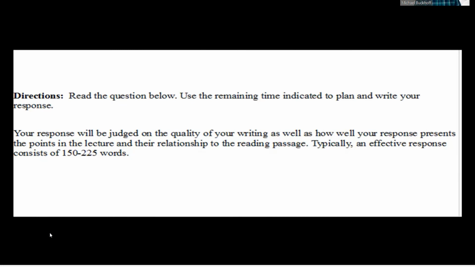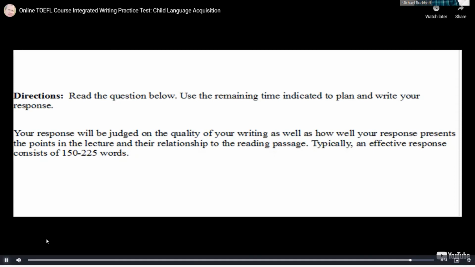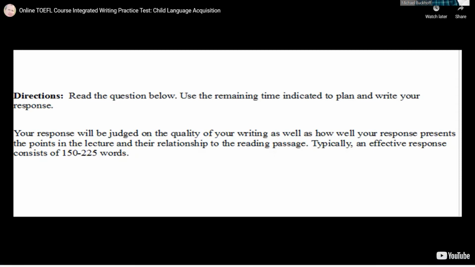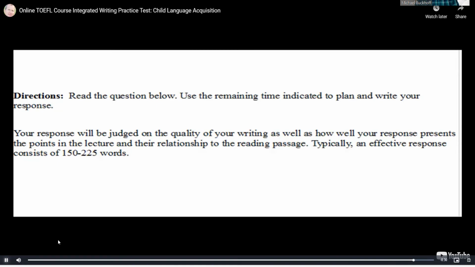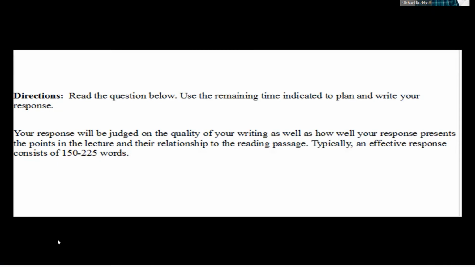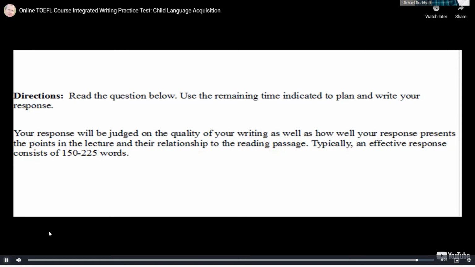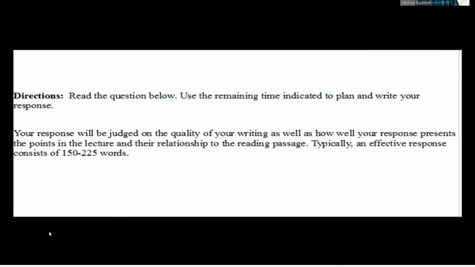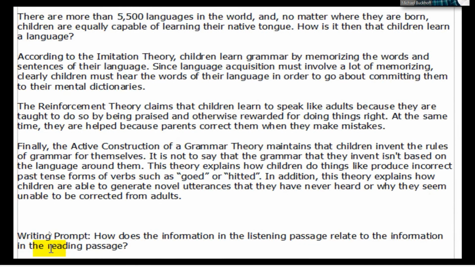Read the question below. Use the remaining time indicated to plan and write your response. Your response will be judged on the quality of your writing, as well as how well your response presents the points in the lecture and the relationship to the reading passage. Typically, an effective response consists of 150 to 225 words. How does the information in the listening passage relate to the information in the reading passage?